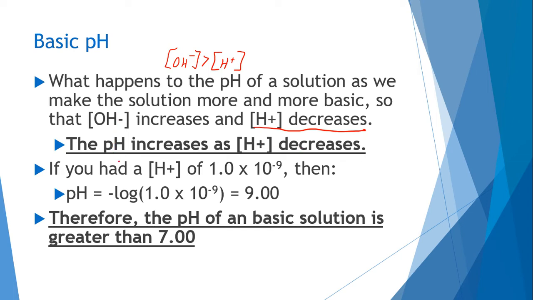So for example, in the last lesson we learned that 1.0 times 10 to the negative 9th is considered a base. If I plug that into the negative log equation, I get 9. So you get a big number. Therefore, the pH of our basic solution is always going to be greater than 7.